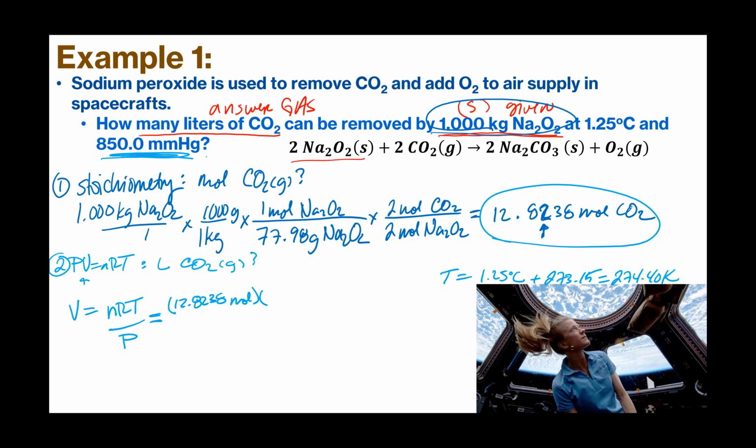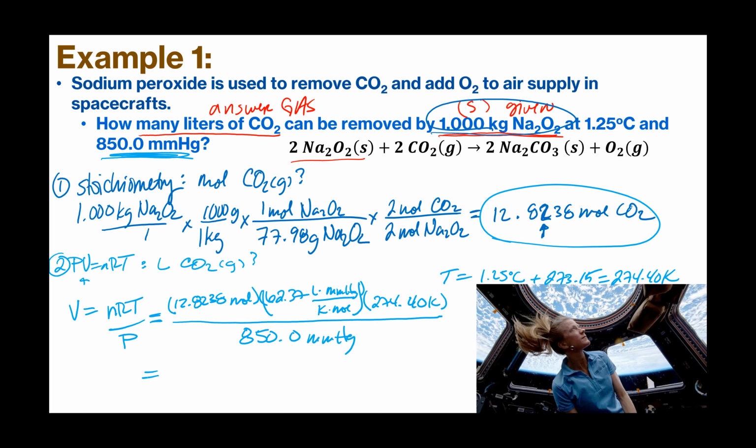Since we're using millimeters of mercury, that means we want 62.37 liters millimeters of mercury over kelvins and moles. And our temperature we just figured out, 274.40 Kelvin. All of that is divided by the pressure. Oh, there it is, 850. I was like, shoot, did I not give us the pressure? I did, it's right there. Millimeters of mercury, okay? All of our units will cancel out to give us liters.